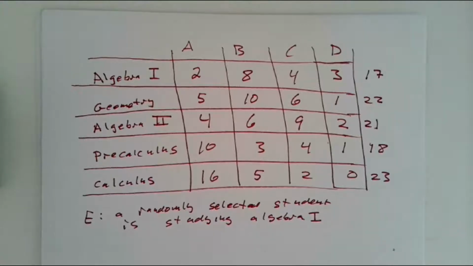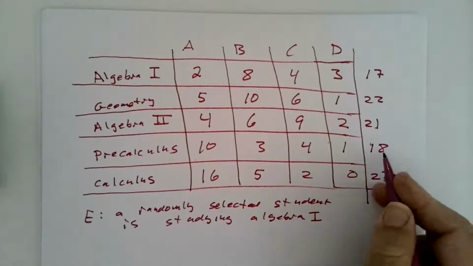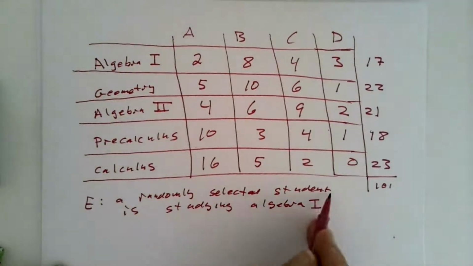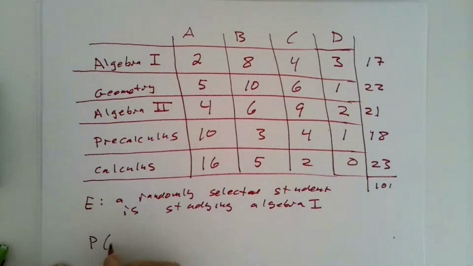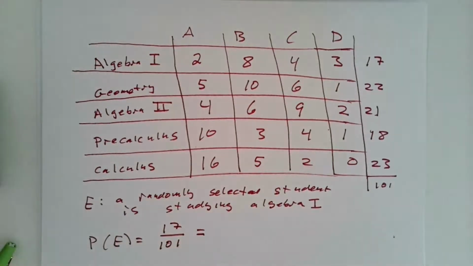So our event is randomly selecting an Algebra 1 student. If we add all those numbers up, 17 plus 22 plus 21 plus 18 plus 23, we get 101. Okay, 101 students total. So the probability that the person is going to be an Algebra 1 student, E, a randomly selected student is studying Algebra 1, the probability of E would be how many winners total? 17 divided by 101, which we can get a decimal approximation for, about 0.1683.